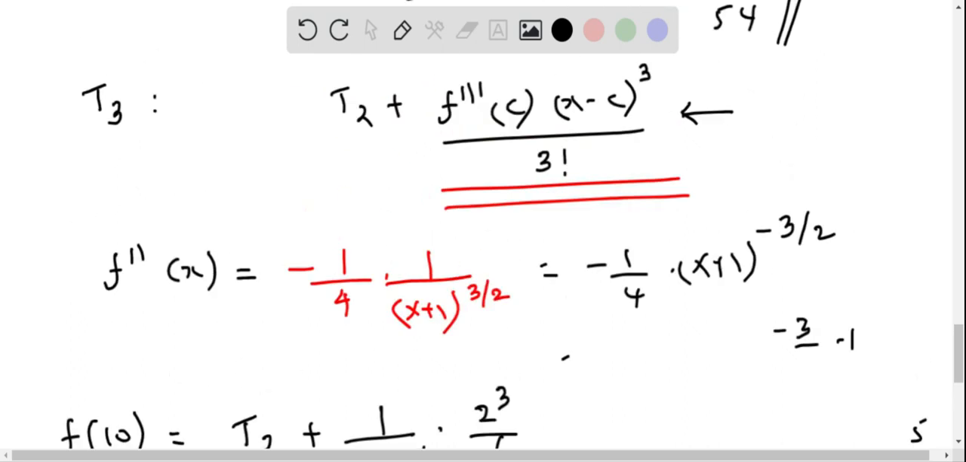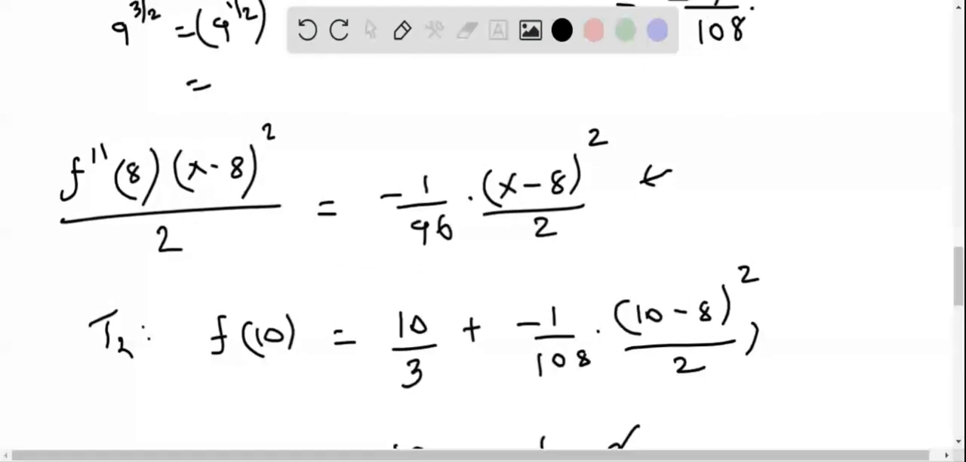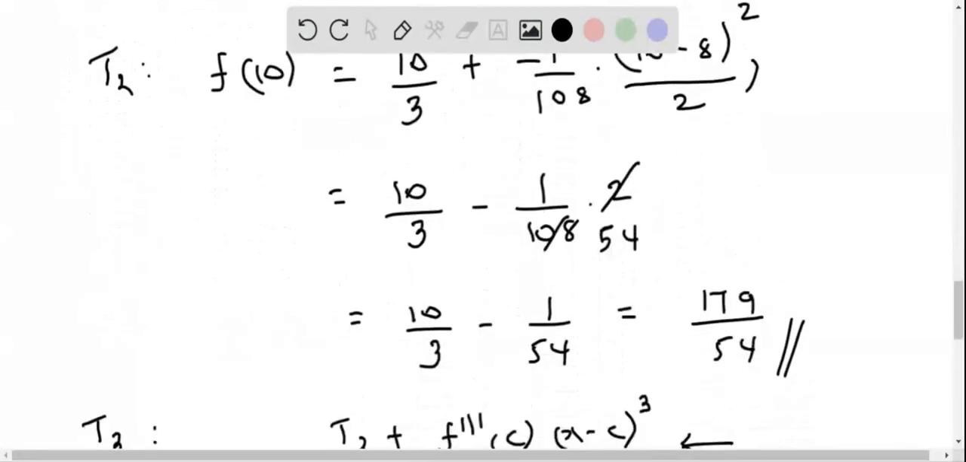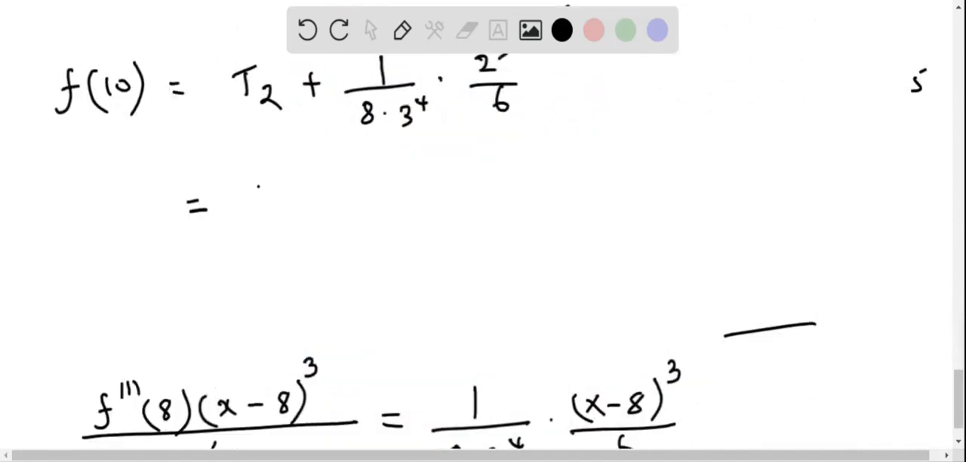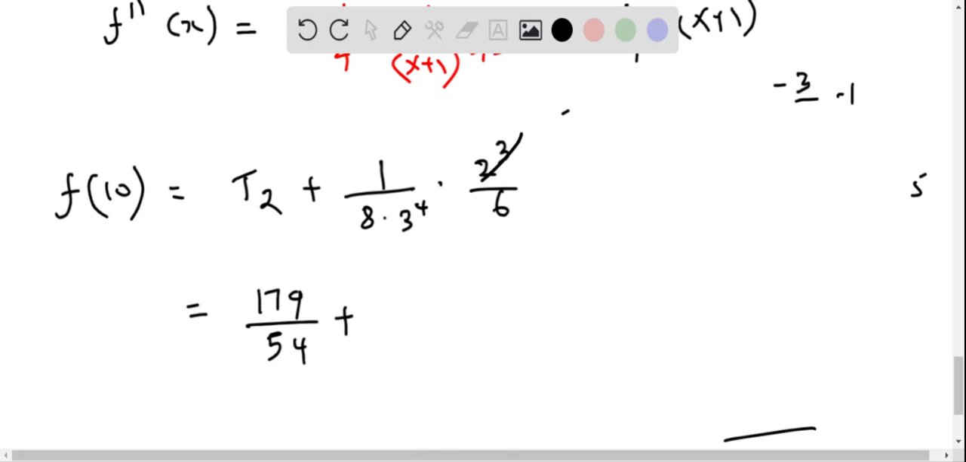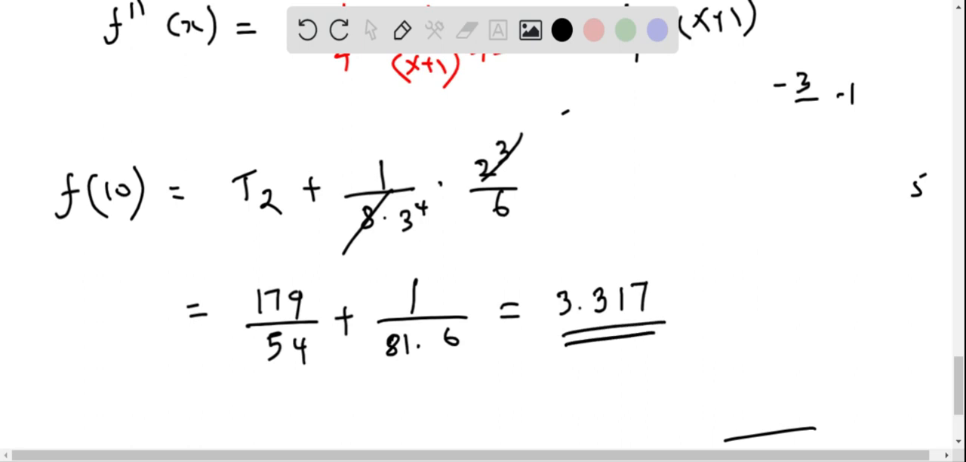So let me replace T2. We have found out the value of T2 as 179 by 54. So you can replace it over here. 179 by 54 plus, this is 2 cube is 8. So these two will get cancelled. And then we have 1 by 3 power 4, which is 81 times of 6. Okay. So when we simplify this, we'll be getting 3.317. So this is basically T3.